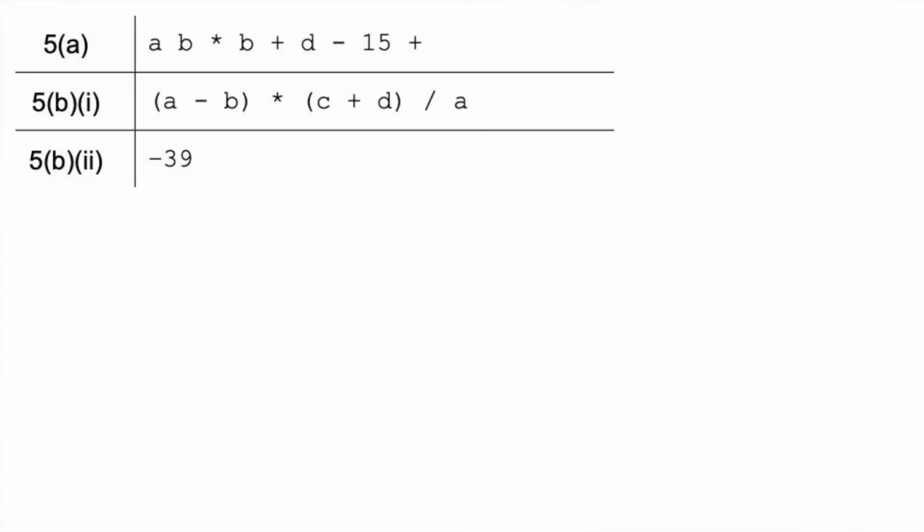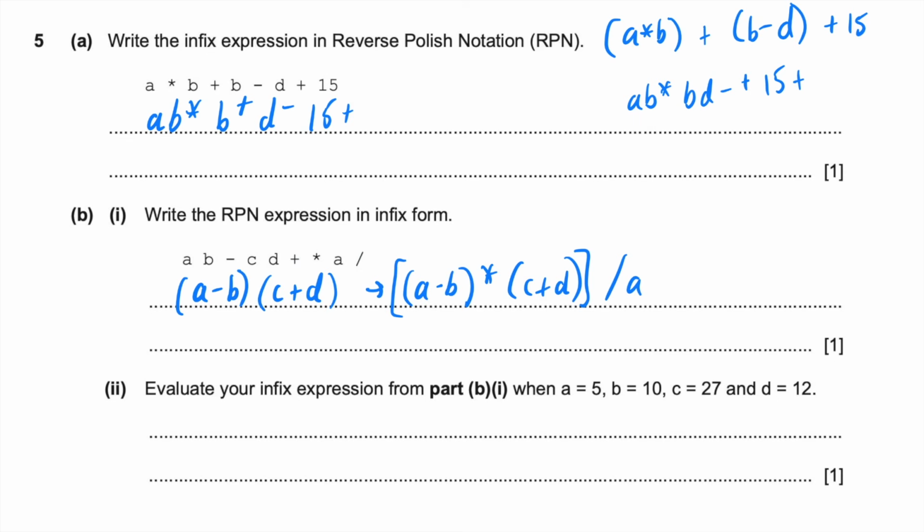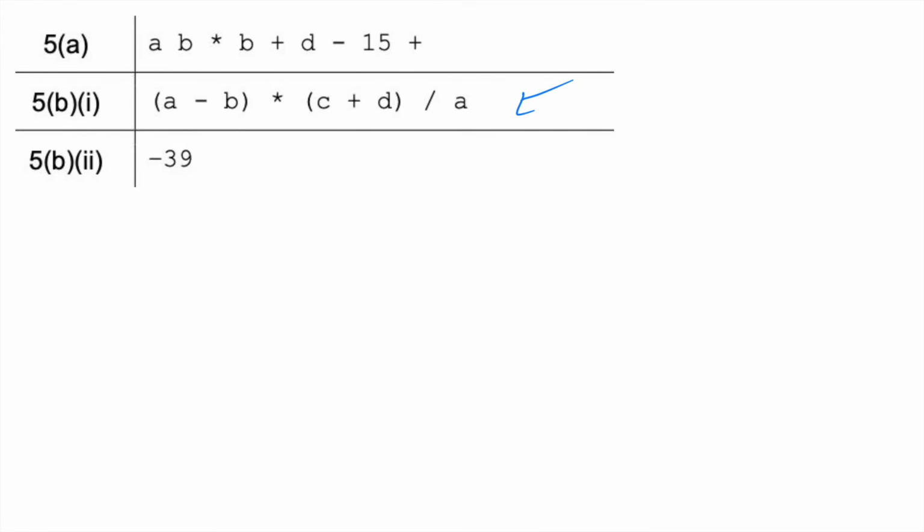So let's see whether that was right. And yeah, that was actually right. Although I guess the question is, is it A minus B times C plus D divided by A? Or is it C plus D divided by A, and then A minus B times that? It's actually a good question.